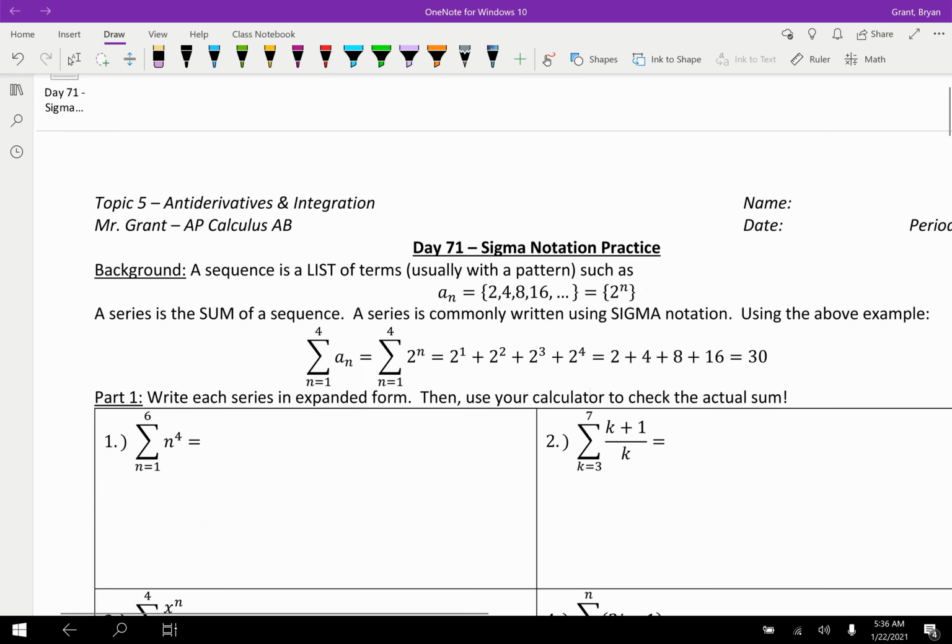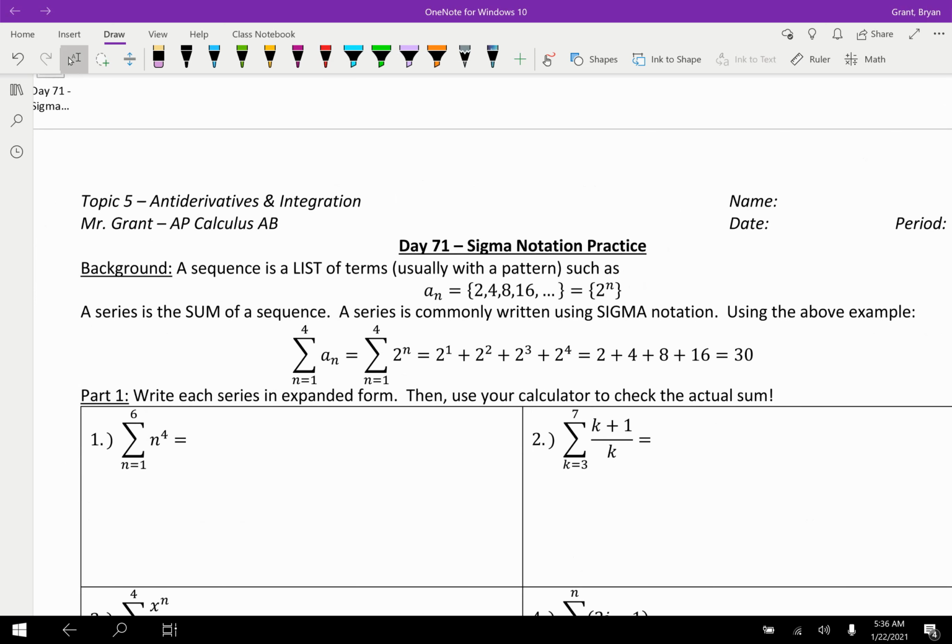Now, we also have what's known as a series. A series is a sum of a sequence. So if we wanted to look at the series for this sequence, then it would be as easy as adding up each term. 2 plus 4 plus 8 plus 16, right? That would be the series of the sequence out to 4 terms. A series is most commonly written using what's known as sigma notation.